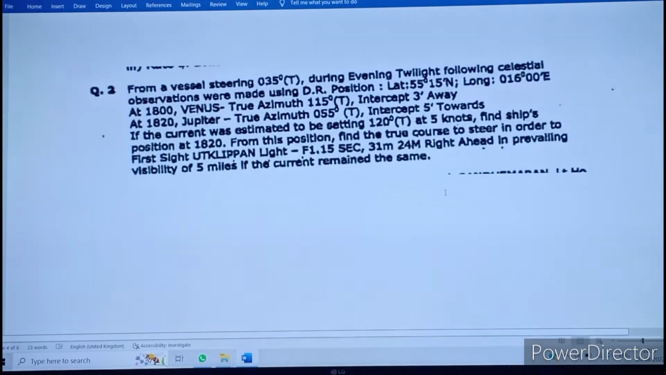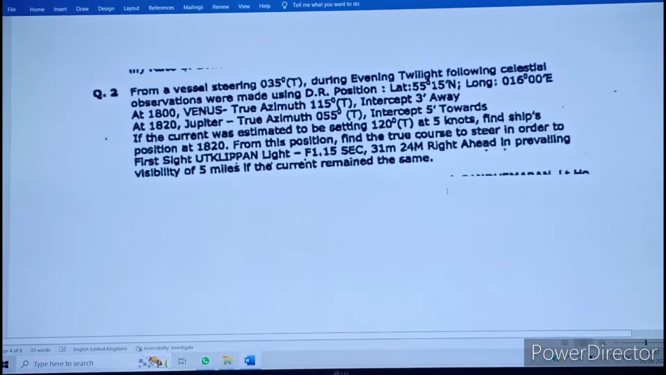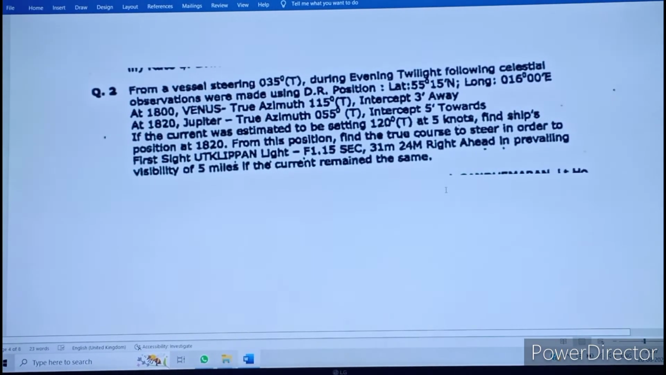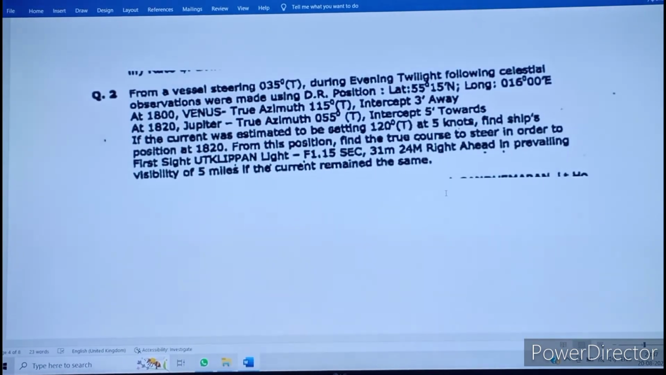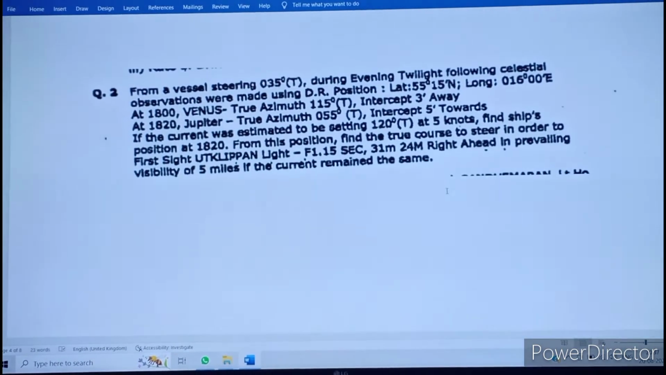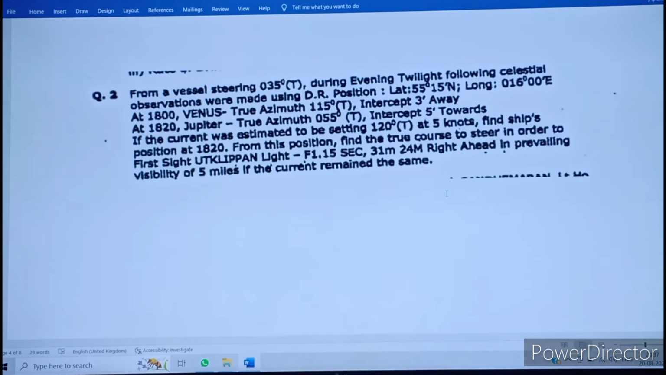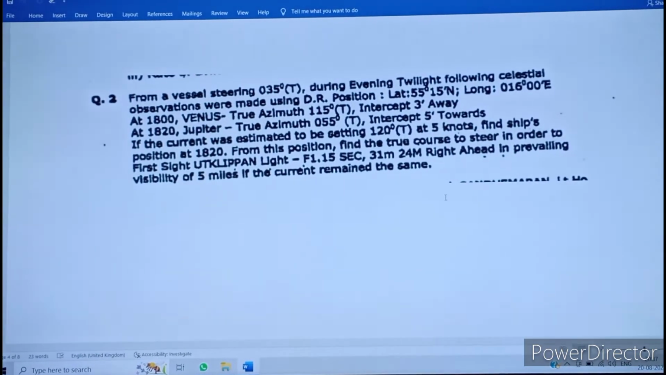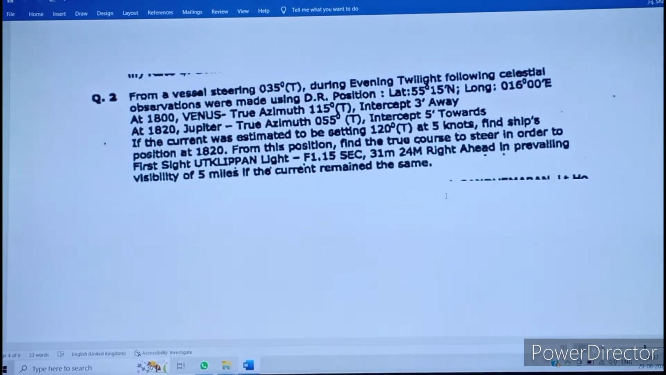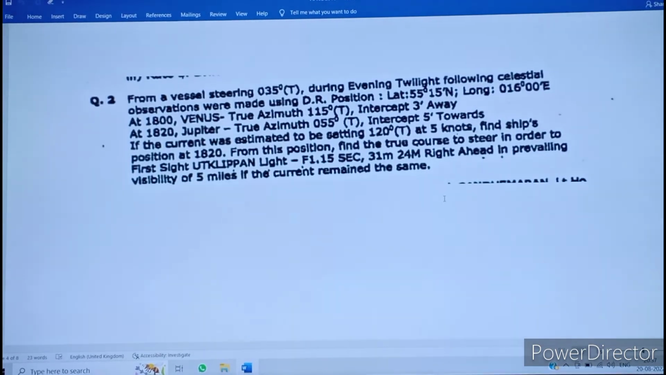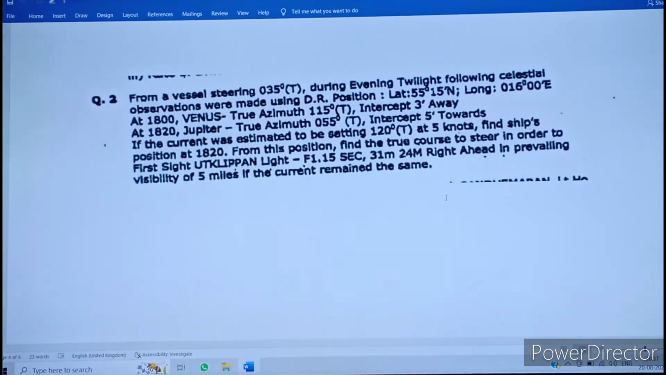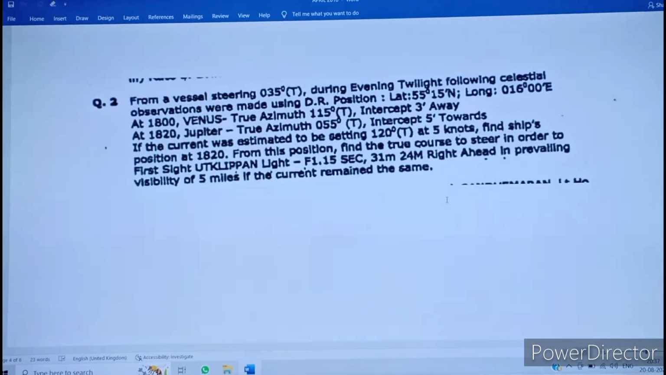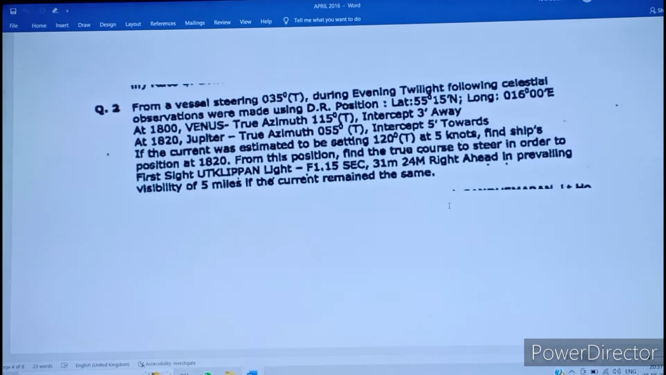Next question: from a vessel steering 035 true during evening twilight, the following celestial observations were made using the DR position. Latitude was given, longitude was given. At 1800 hours, Venus true azimuth 115, intercept 3 miles away. At 1820, Jupiter true azimuth 055, intercept 5 miles towards. If the current was estimated to be setting 120 true at 5 knots, find the ship's position at 1820.